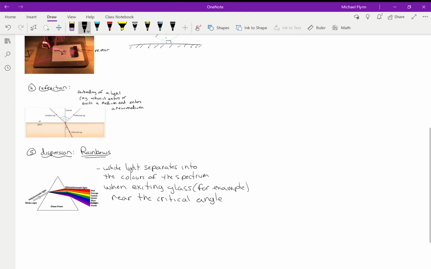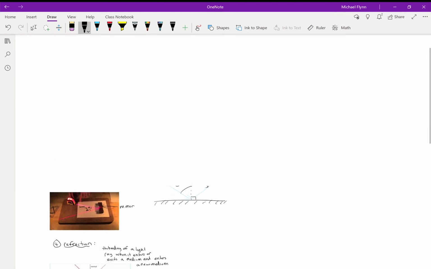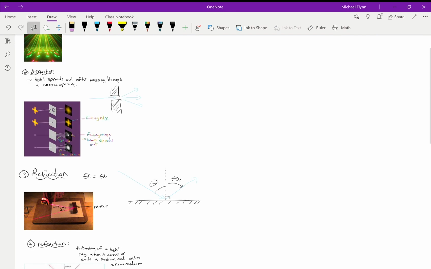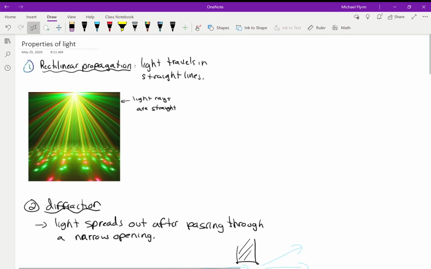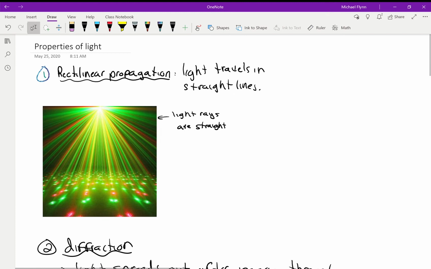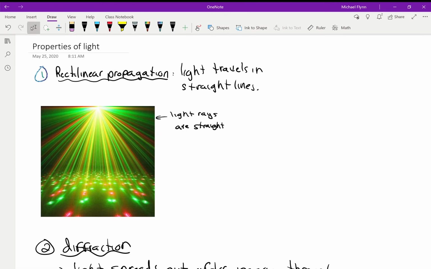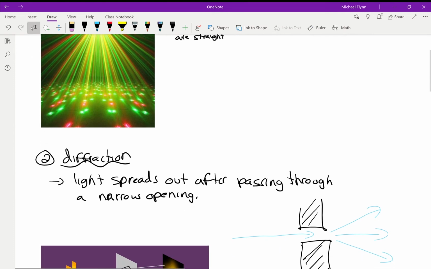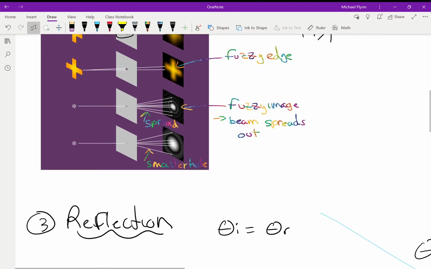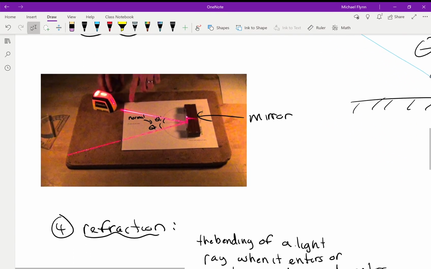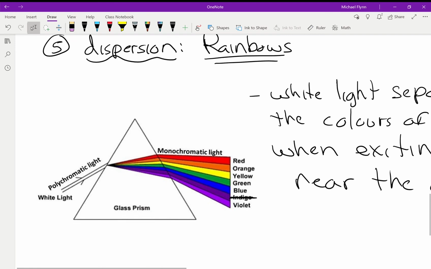We have 5 known properties of light. There are more that we're going to get into later, but there's these 5 known. If you're talking about the time of Isaac Newton, about 300 years ago, we had rectilinear propagation, so he knew light travels in straight lines. We had diffraction, we had reflection, and we had refraction and dispersion.